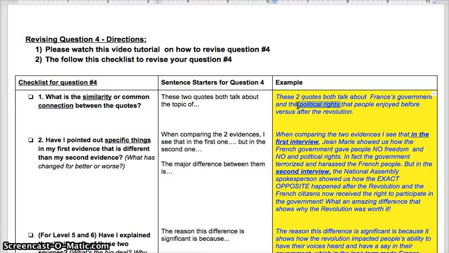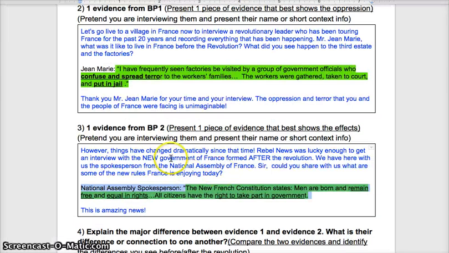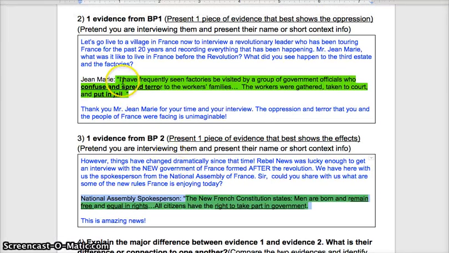Go ahead and take a moment to pause your video and see, can you find the common points between quote 1 and quote 2? What's the common theme? Okay, now that you've done that, let's move on to question 2. Have I pointed out specific things in my first evidence that are different from my second evidence? So what has changed? Now you're actually looking at the difference. Some of you might have already done this, but try to be more specific. What actually changed?